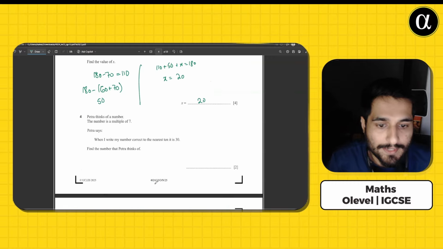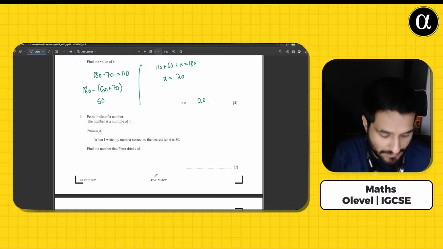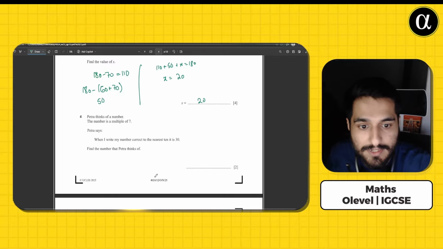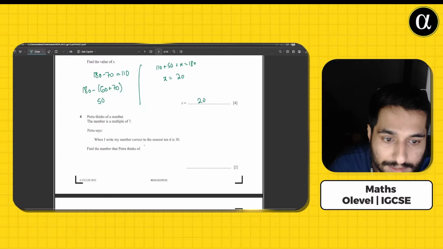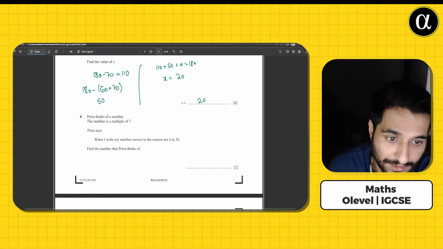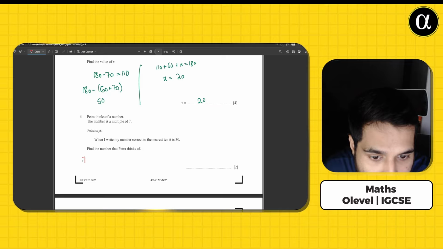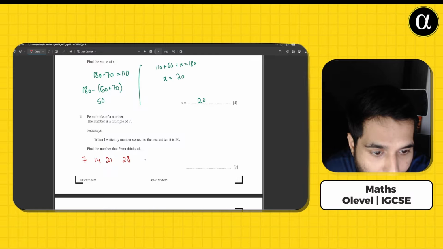Moving on. The next question says Petra thinks of a number. The number is a multiple of 7, and Petra says when I write my number correct to the nearest 10, it is 30. Now what are multiples of 7? Multiples of 7 can be 7, 14, 21, 28, 35, and so on and so forth.